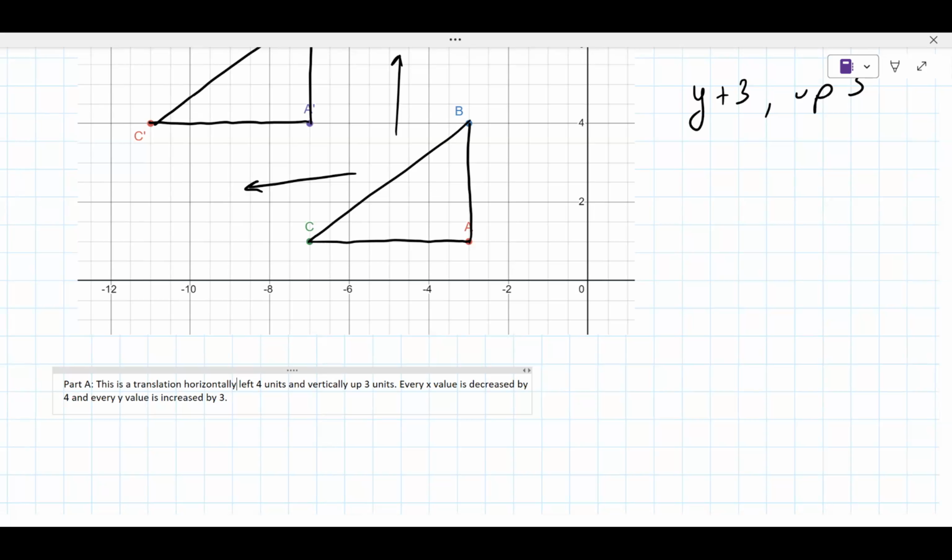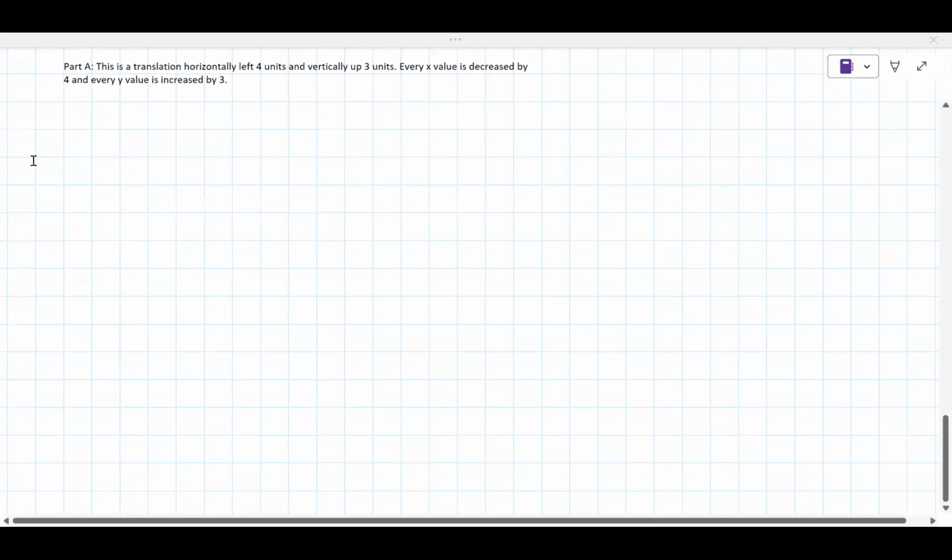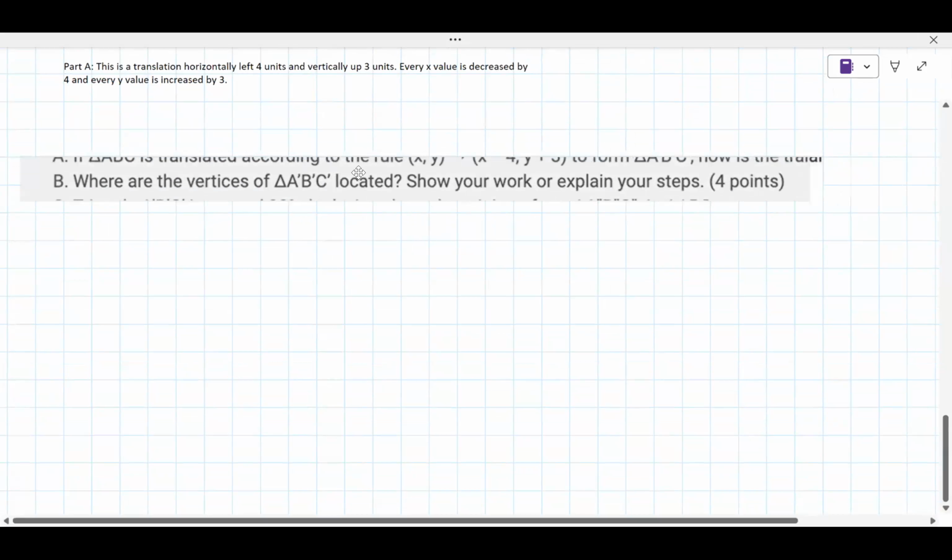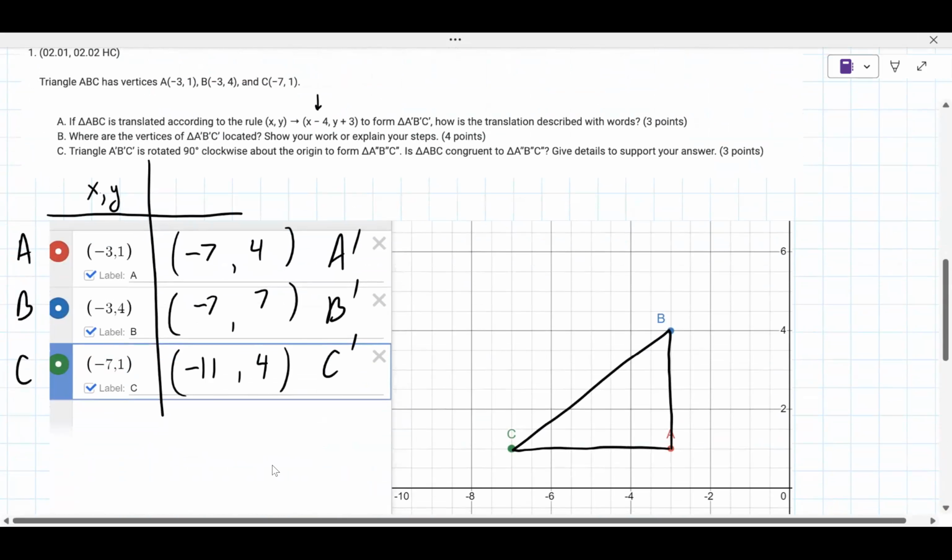All right, I get that part now. So part B, I'm just going to move some stuff around here. Part B is really done right here. It's right here in this table.